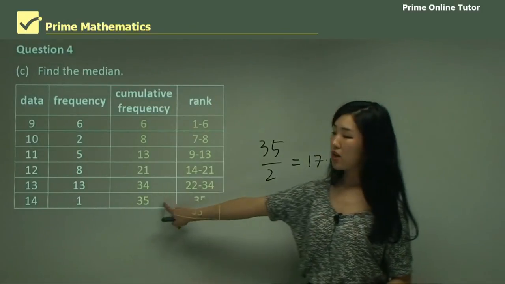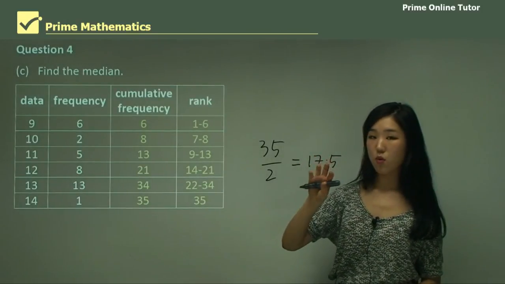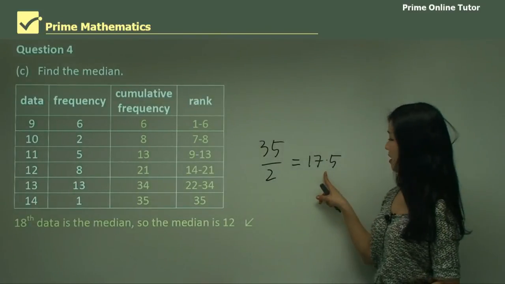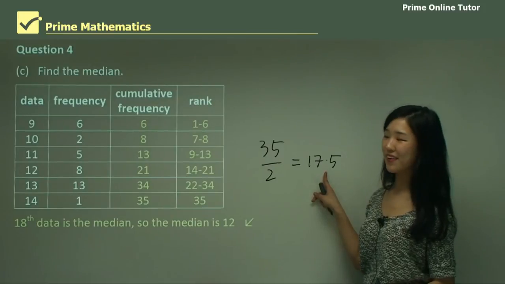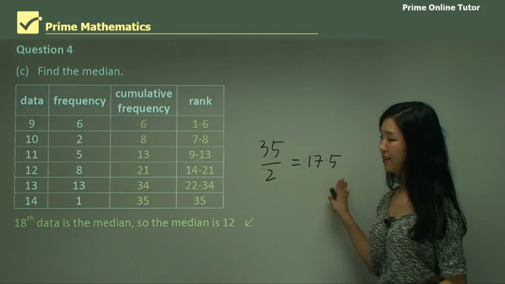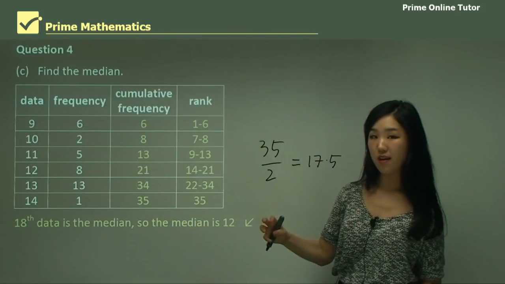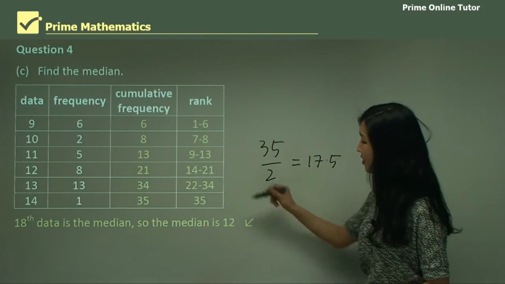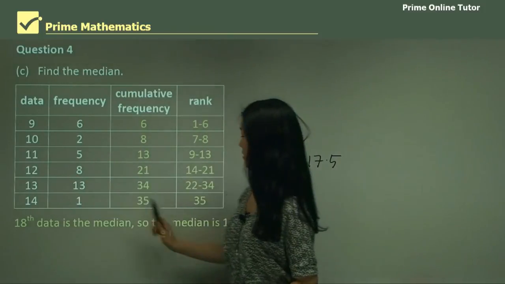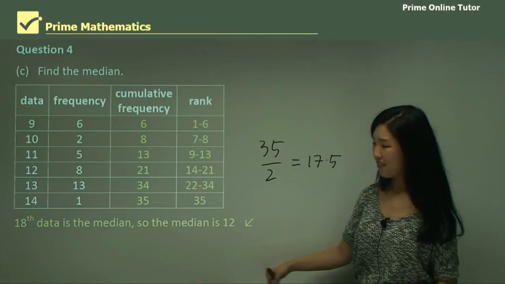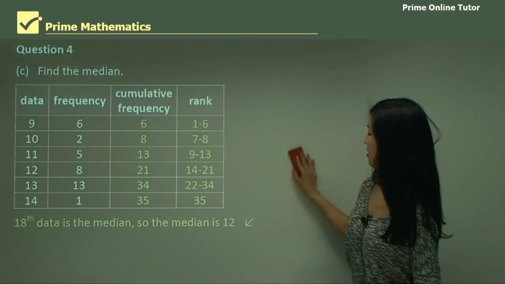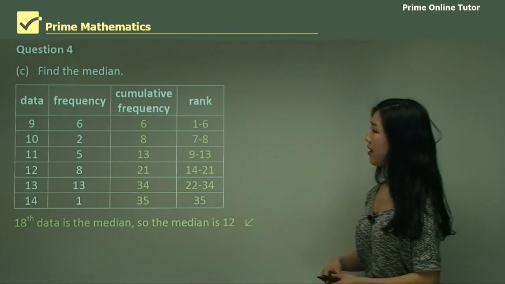Okay, there's an odd number of scores, so we're going to have a fixed score as our median. So the 18th data is our median since 17.5, sorry. If you have a decimal, I told you we always round it up, which is going to be 18. So the 18th score or the data will be the median. And 18 is over here, isn't it? Which gives you a data of 12, so 12 is our median. Okay, so hope you guys are already really good at this stuff. Finding the median. Okay, so that was the median.